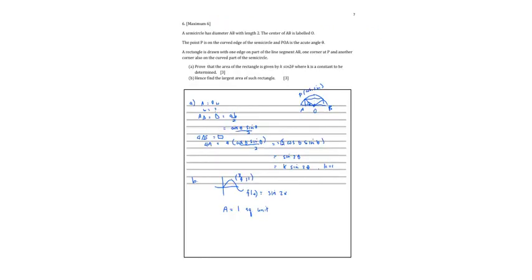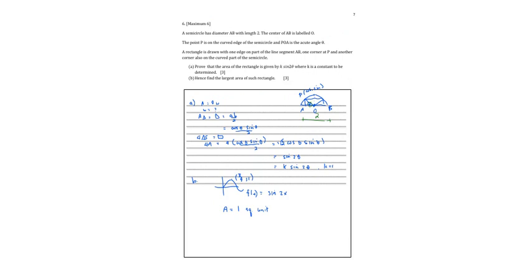Okay, for the last problem in the short response test, a semicircle has a diameter AB with length 2. So the length of this is 2. Try to draw the figure. The center of AB is labeled O. The point P is on the curved edge of the semicircle, and POA is acute angle theta. So it's here.